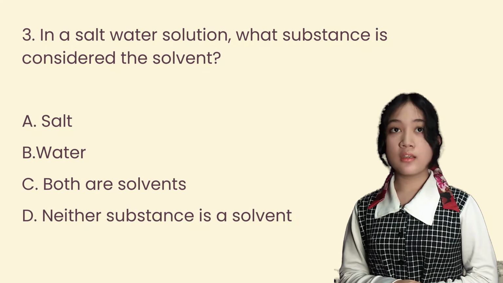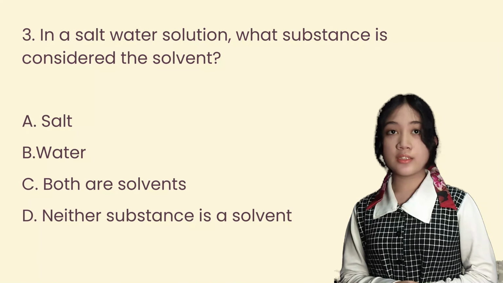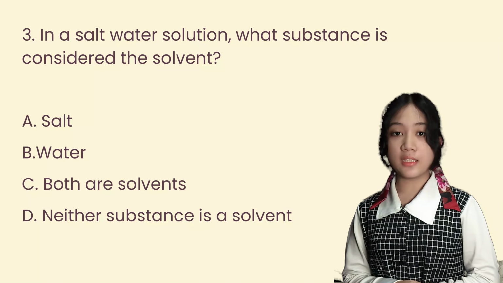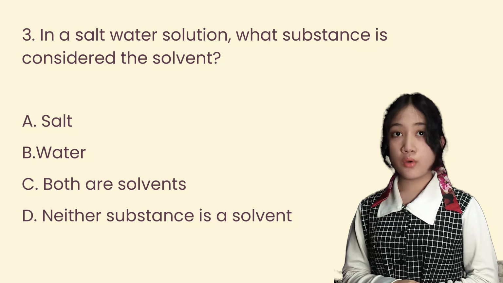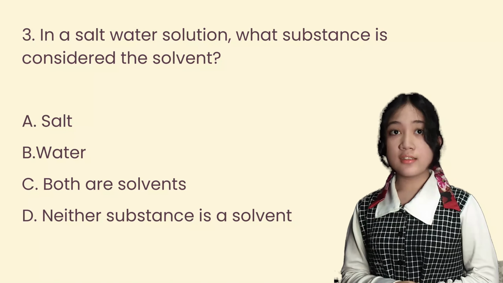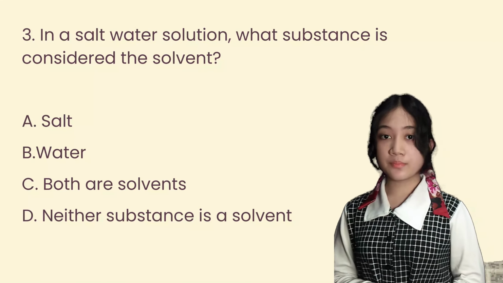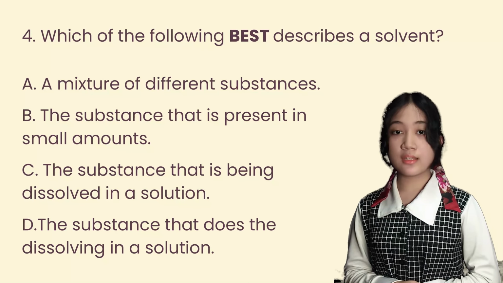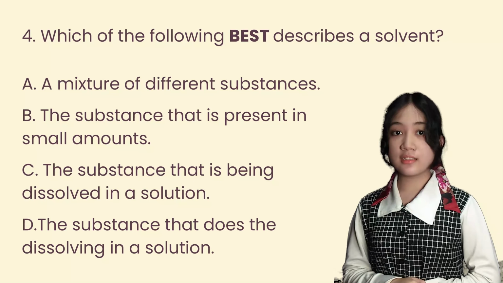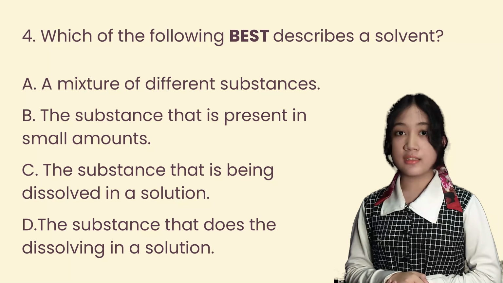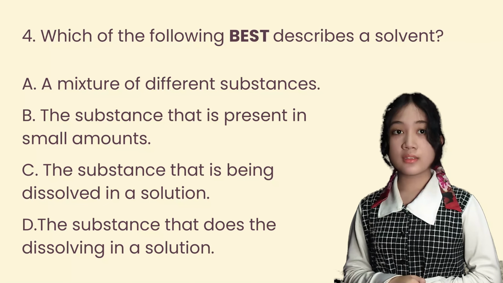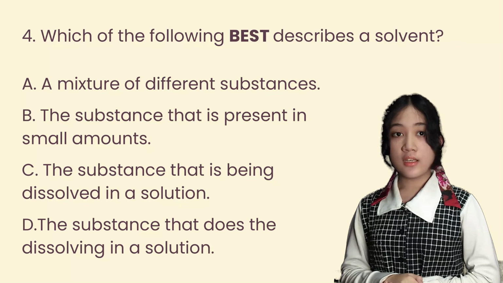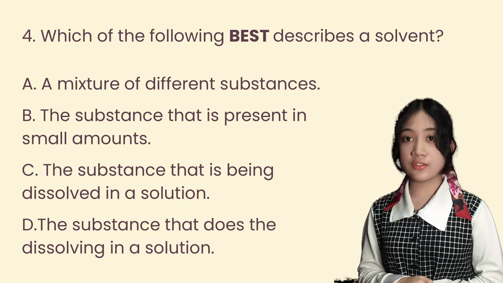Number 3. In a saltwater solution, what substance is considered the solvent? A. Salt. B. Water. C. Both are solvents. D. Neither substance is a solvent. Number 4. Which of the following best describes a solvent? A. A mixture of different substances. B. The substance that is present in small amounts. C. The substance that is being dissolved in a solution. D. The substance that does the dissolving in a solution.